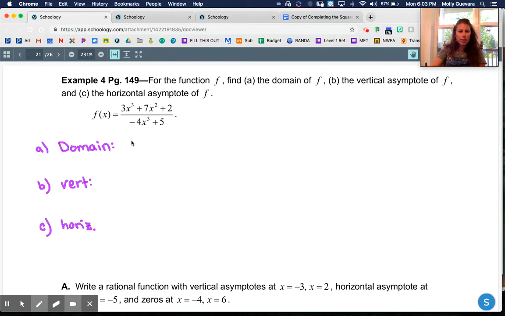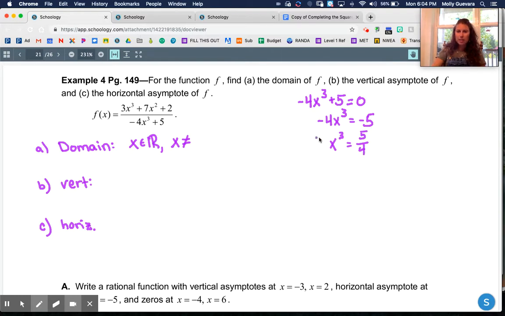So I know that my domain is going to be x is in the set of all real numbers, right? But x cannot be whatever makes this bottom 0. I don't know what makes this bottom 0, so let's find out, right? I'm going to take my negative 4x cubed plus 5, and I'm going to set it equal to 0, right? What value of x gives me 0? I don't know. Let's find out. Subtract 5, so I have negative 4x cubed equals negative 5. I'm going to divide by negative 4, so x cubed is equal to 5 over 4.